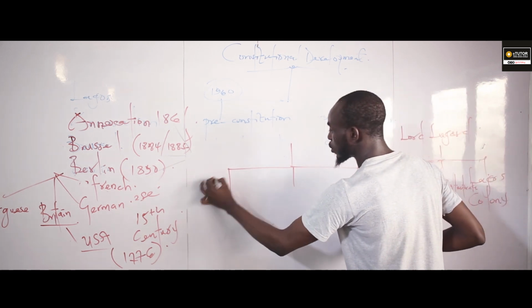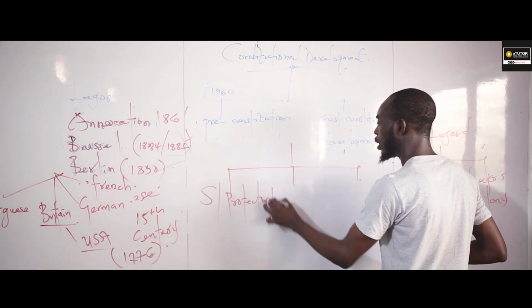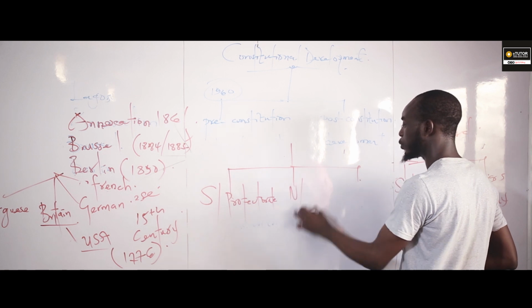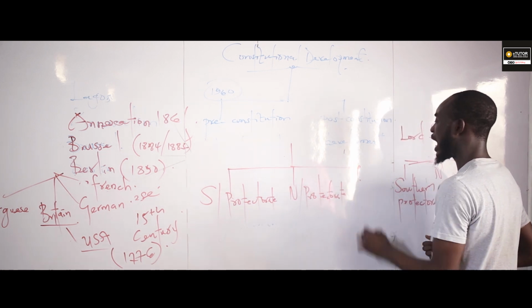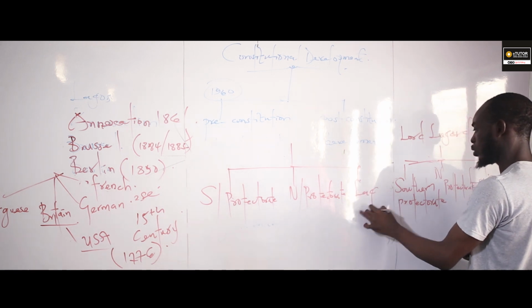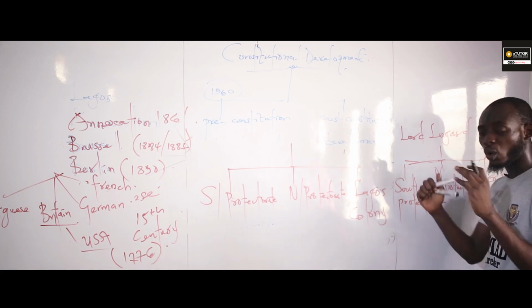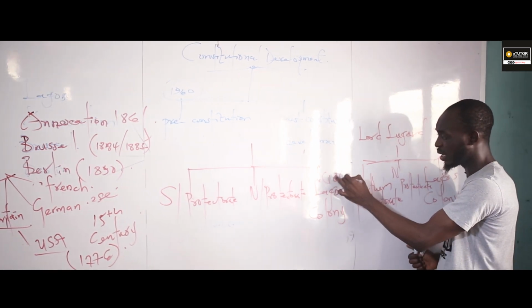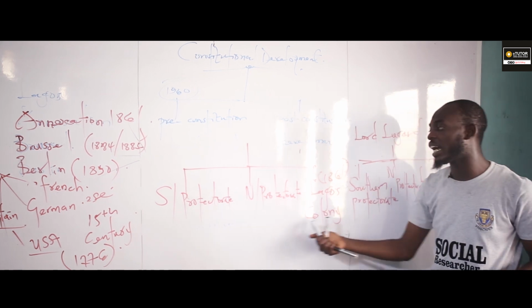The second one is the Northern Protectorate. And we have Lagos Colony. Don't forget, Lagos was made an annex or a colony in 1861. Do you understand now?